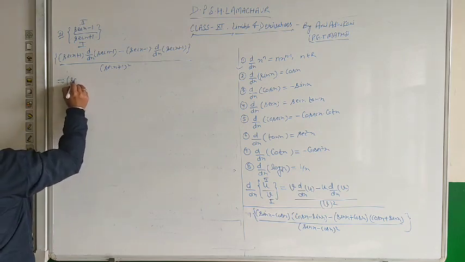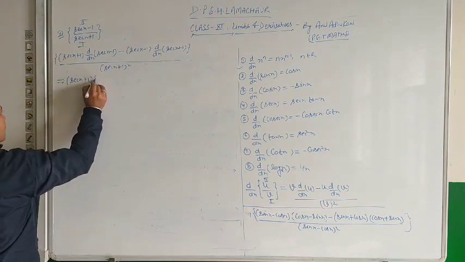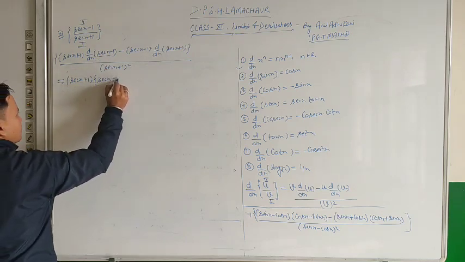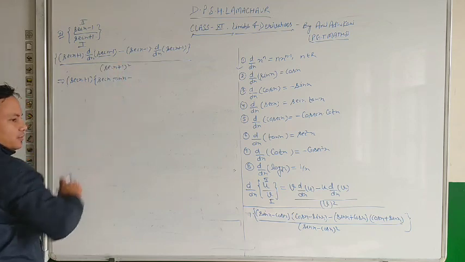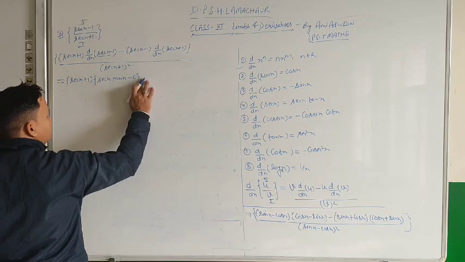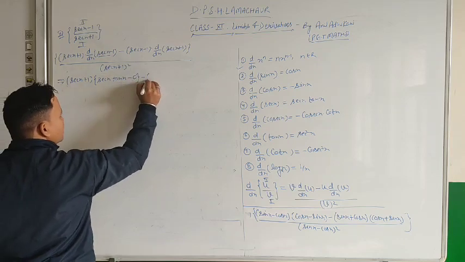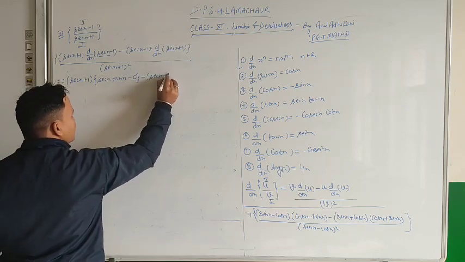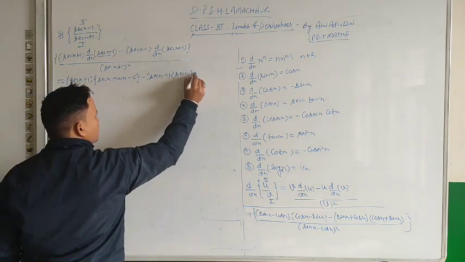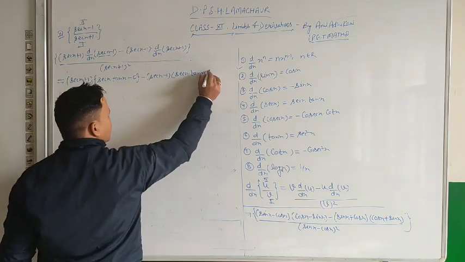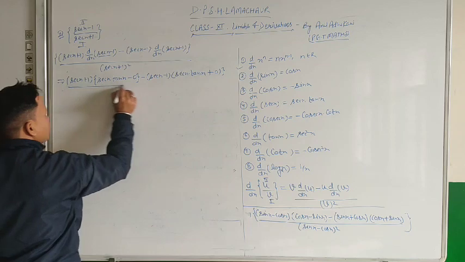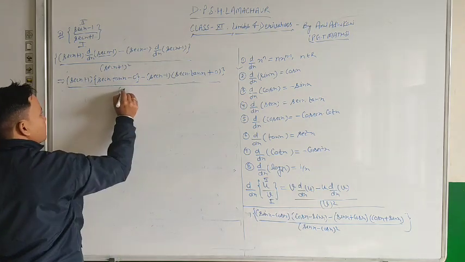So sec x plus 1, derivative of sec x is sec x into tan x minus derivative of 1, since 1 is a constant term, its derivative will be 0, minus sec x minus 1, derivative of sec x, again sec x into tan x, plus derivative of constant term is 0, divided by sec x plus 1 whole square.